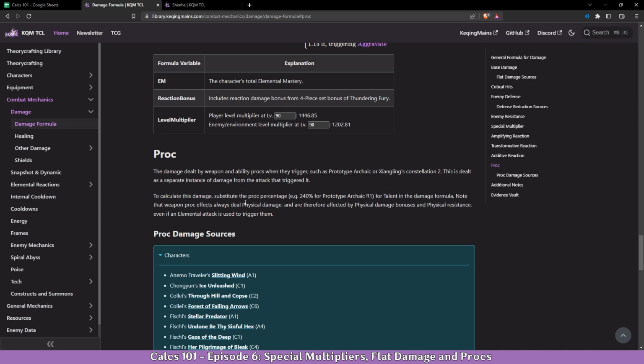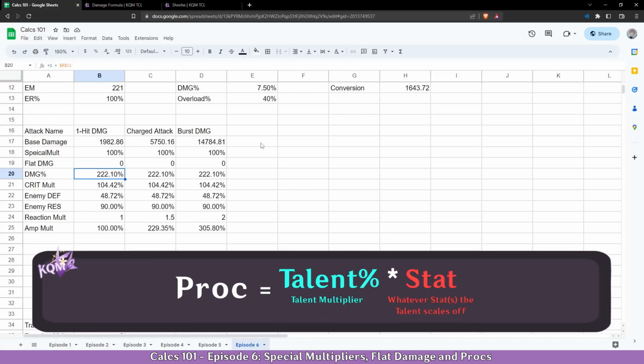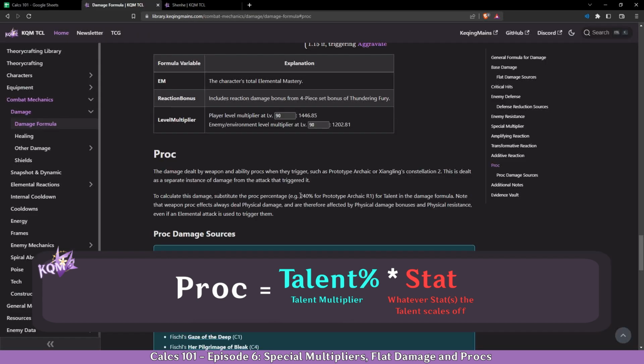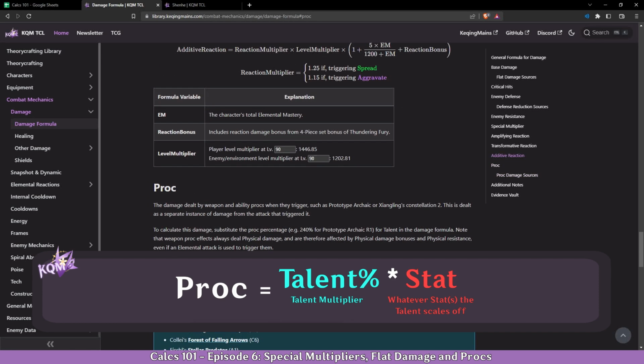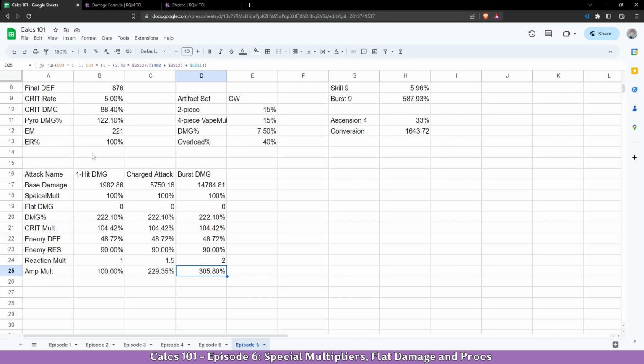So calculating it is very simple. You will just get the scaling stat of the character and replace the talent percentage that we have right here with the percentage shown in the character or weapon passive. With all that covered, we can actually calculate damage now. Let's add a proc tab here, just so it's there, but it will be 0. You are going to calculate your proc if you want it.